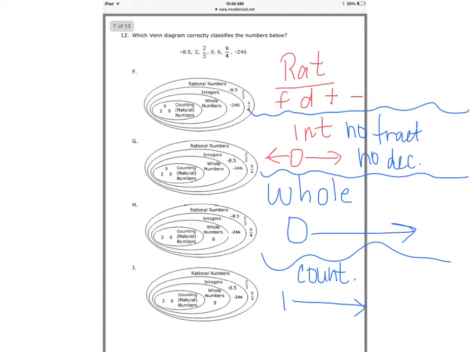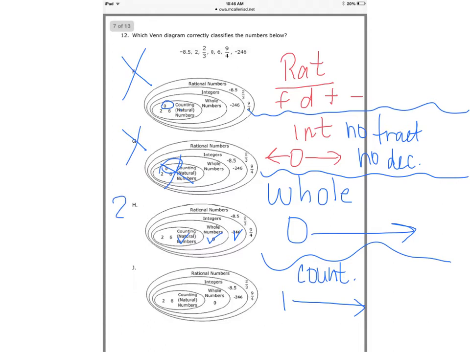F, counting numbers, they have a 0 there. So no, you don't start with 0. Now on G, they have a 0 on counting numbers. So that makes it wrong. That 0 right there is not a counting number. Okay, H, counting numbers. That looks good. Whole numbers start with a 0. That looks good. Integers, remember, are positive and negative with no fractions and no decimals. That looks good. And the rational numbers are fractions and decimals.